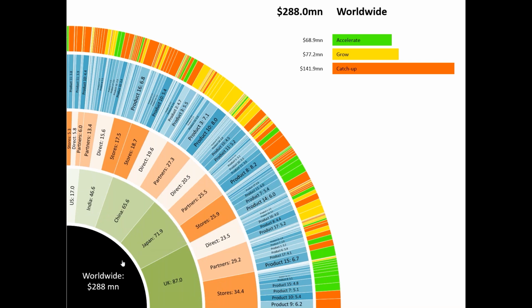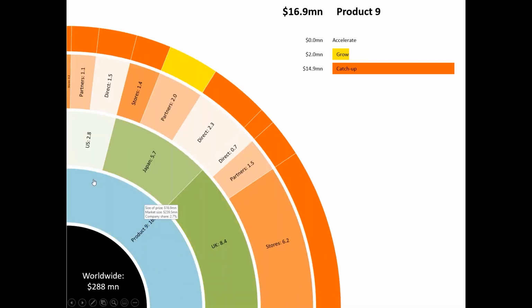Each of these bars tells us how a segment is performing, green indicating that that segment is performing well, and red indicating that the segment is not performing well. So if I want to understand why product 9 in the stores channel in the UK is not performing well, is that because product 9 is not doing well in general? I can click on it and get a drill down that shows how product 9 is performing, and it's clear that it's not performing well anywhere except in the partners channel in Japan where it's doing okay.